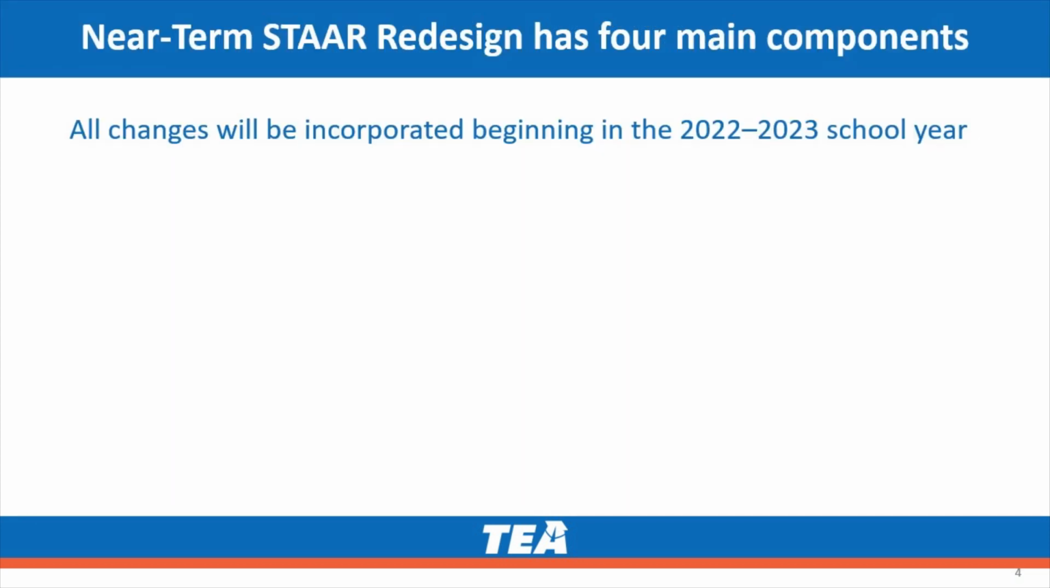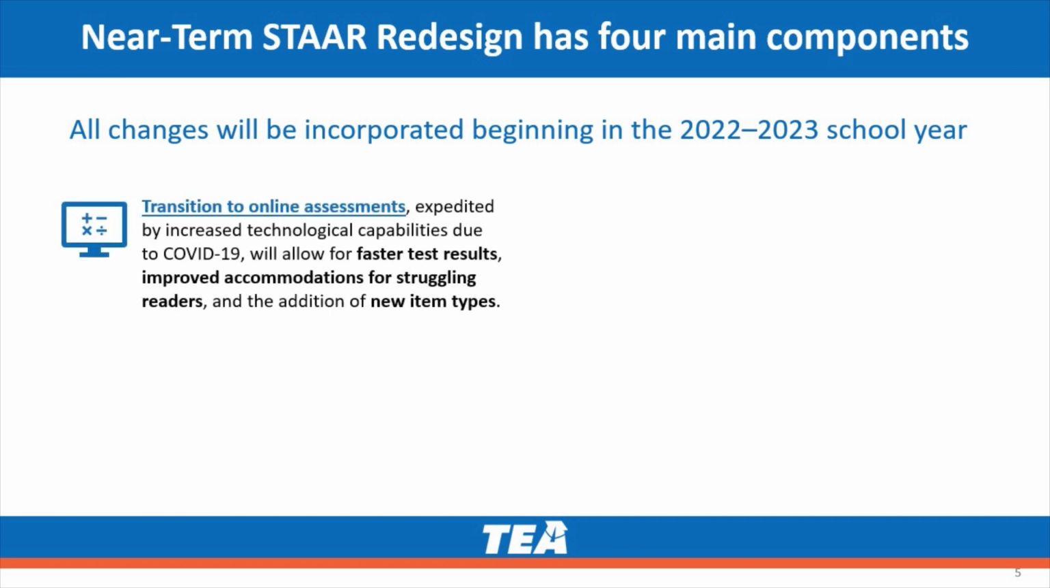The near-term STAAR redesign that will be implemented starting with the 2022-23 school year has four components. First is a transition to online assessments. One of the main benefits of transitioning online is faster test results for students, parents, and educators. Online assessments also allow for improved and more equitable accommodations, particularly reading accommodations for students who need them.